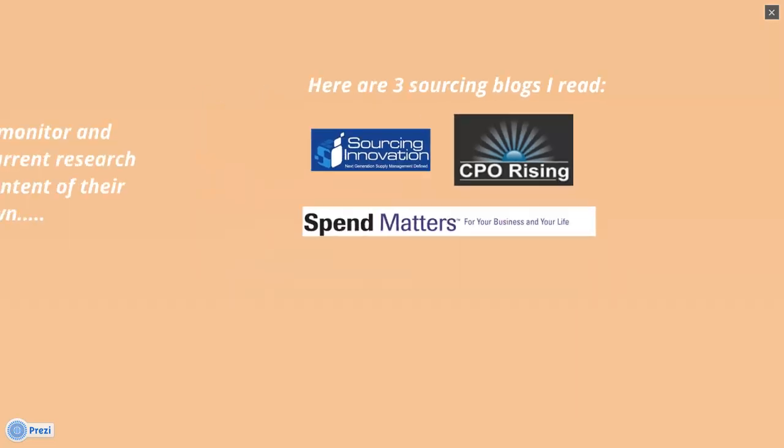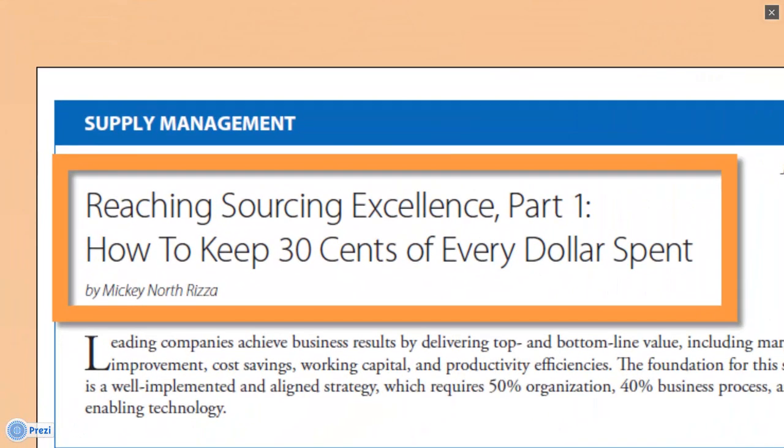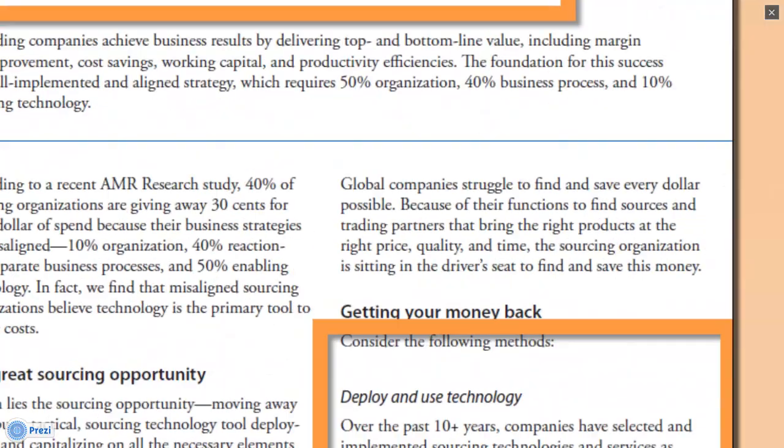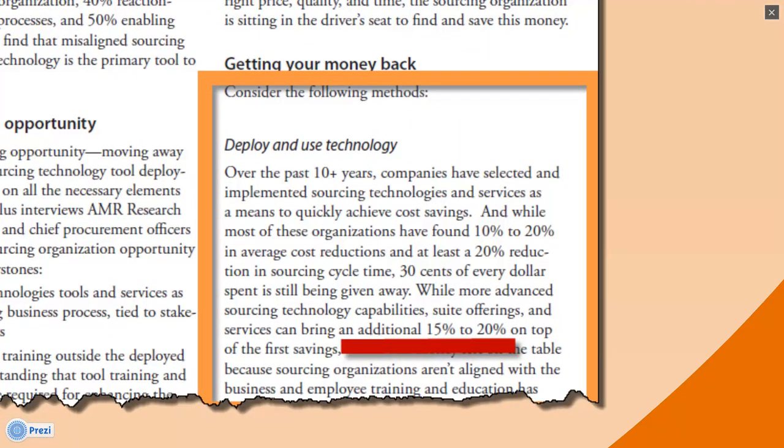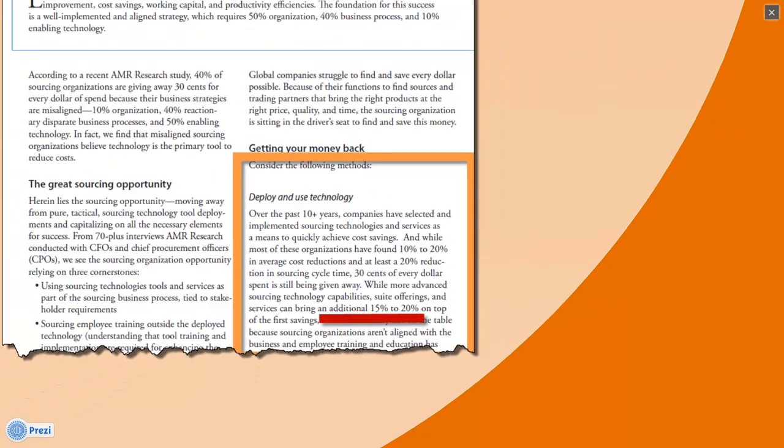If you are focused on eSourcing, I highly recommend a 3-part series by Mickey North Rizza from her days at AMR. The series is titled Reaching Sourcing Excellence. It highlights the relationship between various aspects of a sourcing organization's people, processes, and tools. It outlines their capabilities on each of those angles and connects them to their ability to generate savings. I've seen this paper, and the data behind it, used as a cornerstone for building the case for an eSourcing implementation. These are all ways to gather data that can be used to help support a business case for change.